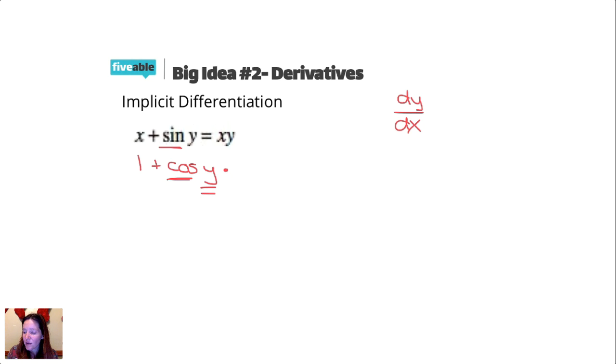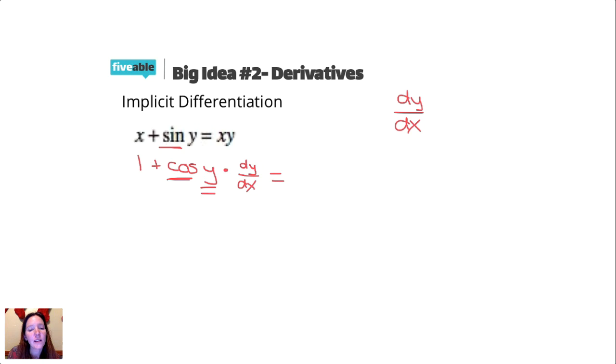So you can write that as dy over dx. You can write that as y prime, whatever. It doesn't matter really. But you have to multiply that part in, because this is a chain rule. It's cosine of y times whatever the derivative of y is. And the derivative of y is what we're actually looking for in this problem. So that's going to become important later on.